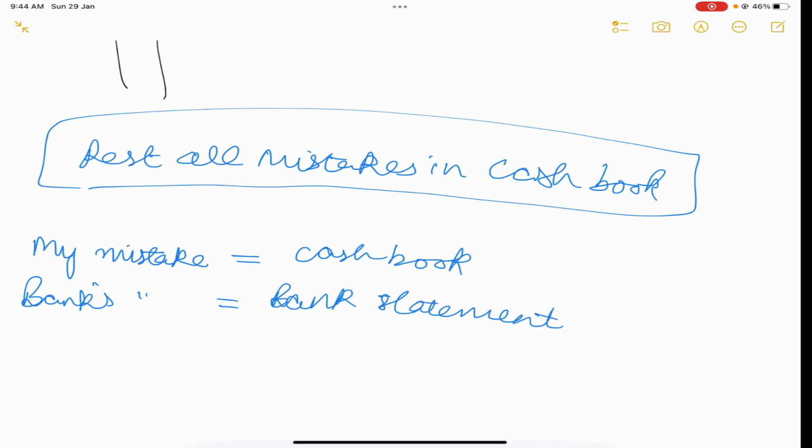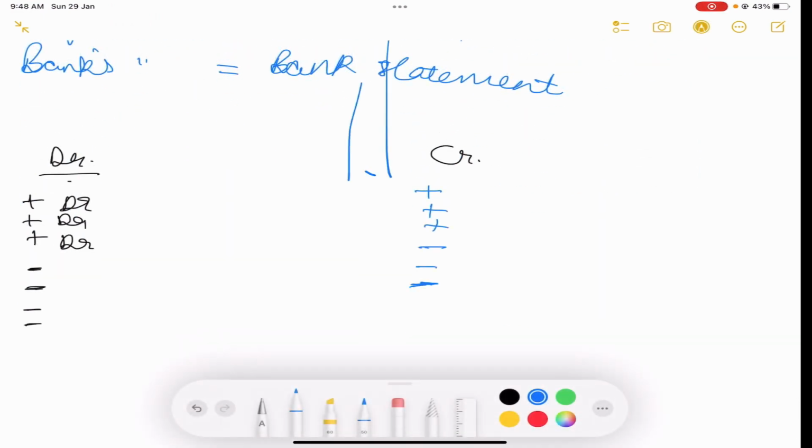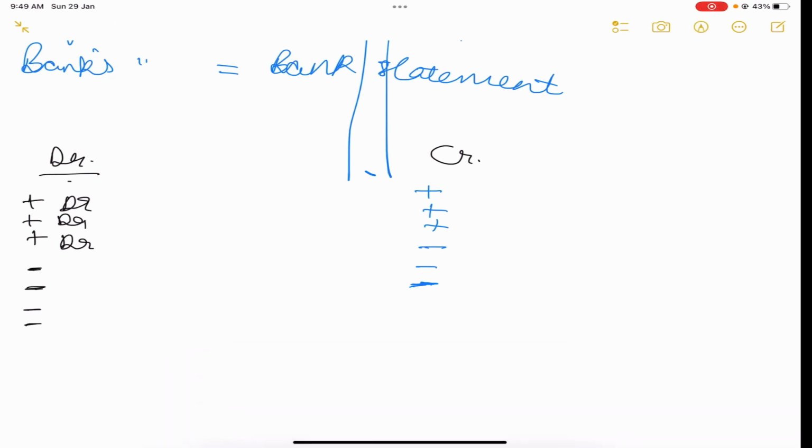I hope you have no doubt so far, whatever we have studied. Now, one more thing. Okay, so we know that the balance of the cash book is debit and the balance of the bank statement is credit. So whenever I have something in debit in the cash book, it's going to be positive. Whenever I have credit in the cash book, it is going to be negative, and in the bank statement, it is the opposite. Whenever I have credit, it is going to be positive, and whenever I debit something, it is going to be negative. Take a moment and revise the whole thing, then we'll start with the question.